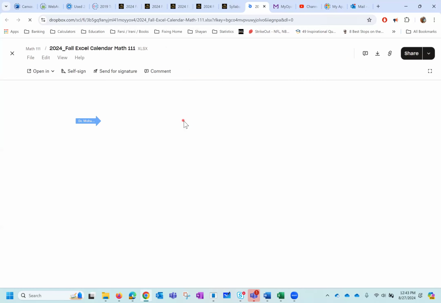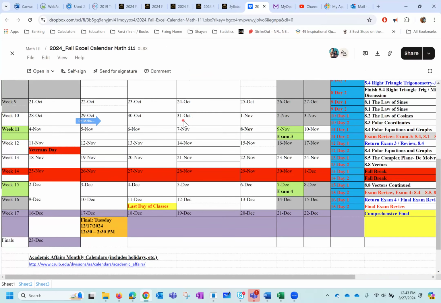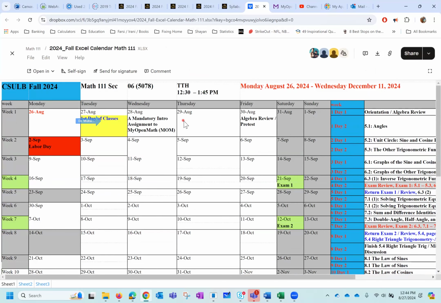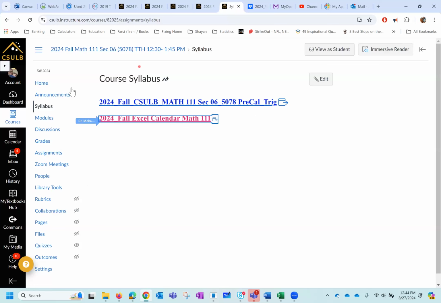The next one is the Excel calendar, which also has the dates of the exams. All of them take place on Saturday except the final. And the first assignment we are going to do today is Introduction to My Open Math, and the next one is Algebra Review. They're coming up right away. And I want to go back to the home page of Canvas.